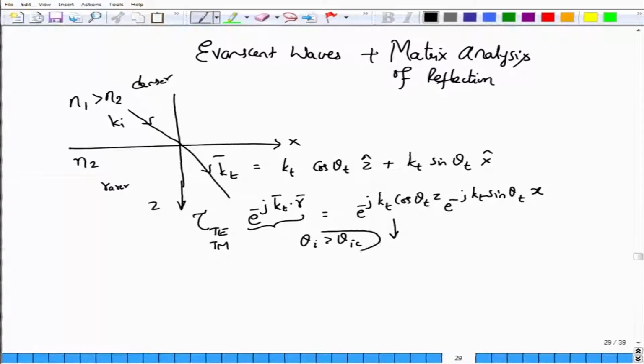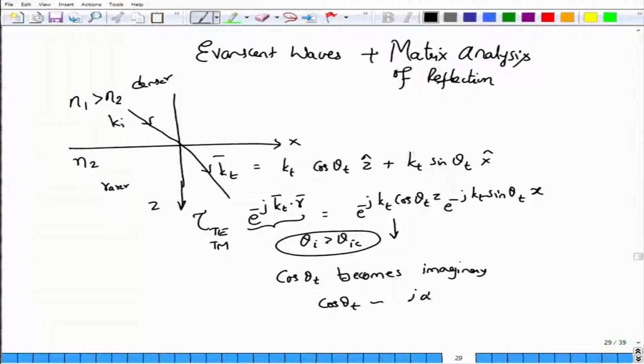Now, consider what happens when theta i is greater than theta ic. We have already seen that in that case cos theta t becomes imaginary, which means we have to rewrite cos theta t as some j times, let us call this j alpha. Now, I have two choices here: should I consider plus j alpha or minus j alpha? Let us try and see what happens to the phase factor when we consider plus j alpha and minus j alpha and substitute that into this expression.